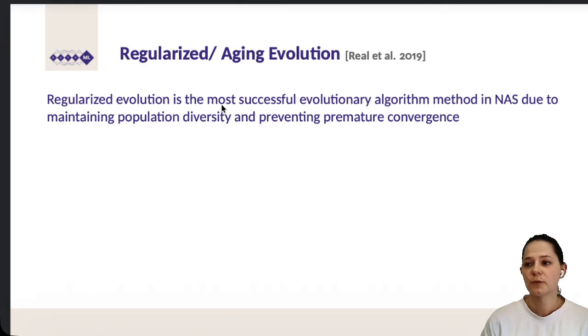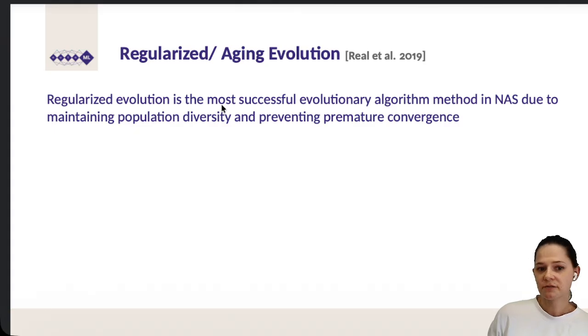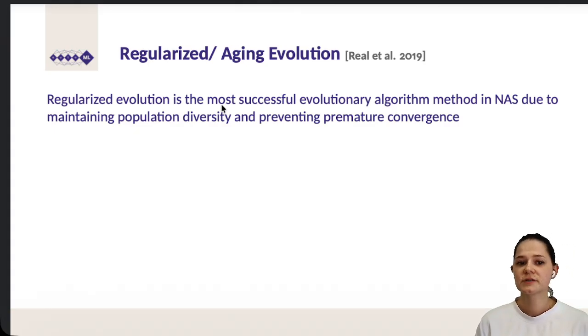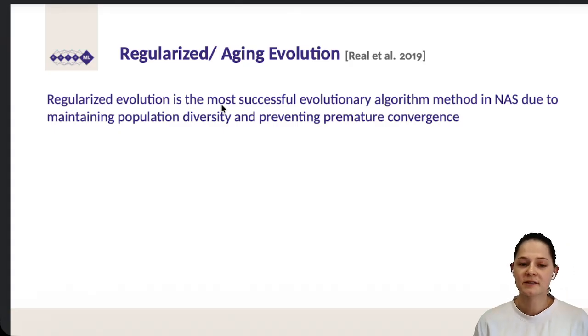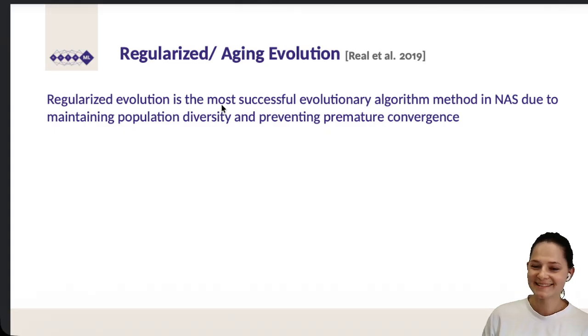One approach which I want to mention here, which is very widely used, is the so-called regularized or aging evolution. It's actually kind of a standard evolutionary algorithm, with the difference that instead of dropping the worst solution, we drop the oldest solution. So we make sure to keep exploring. Therefore, we are able to maintain the population diversity and prevent premature convergence.